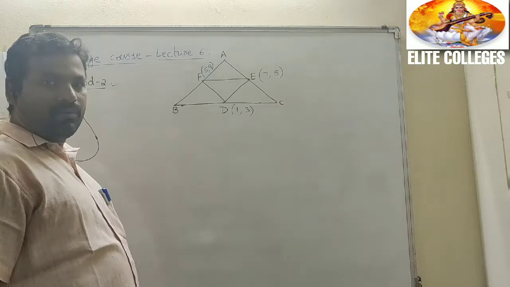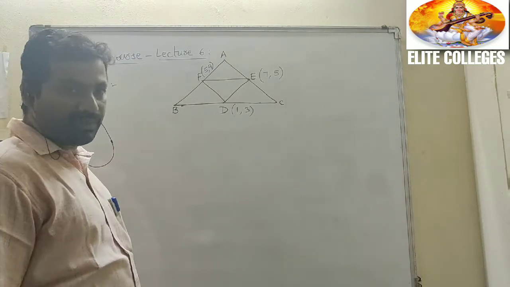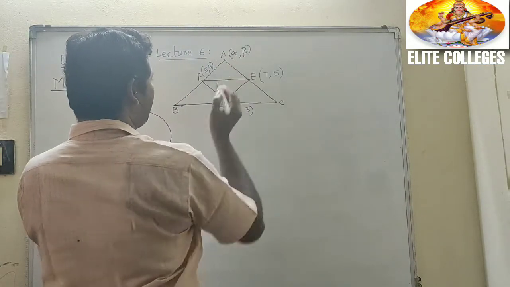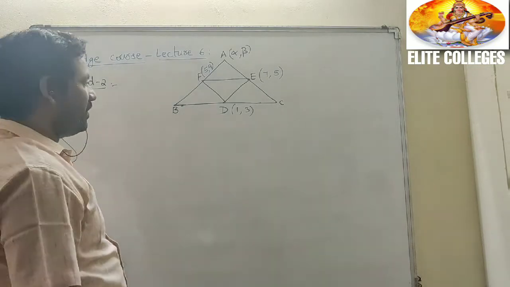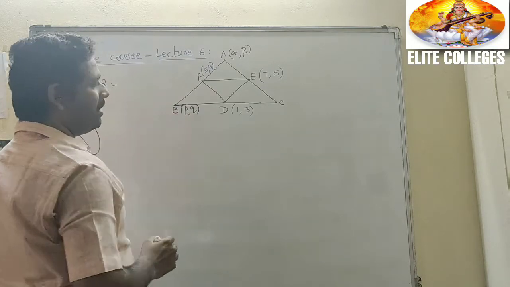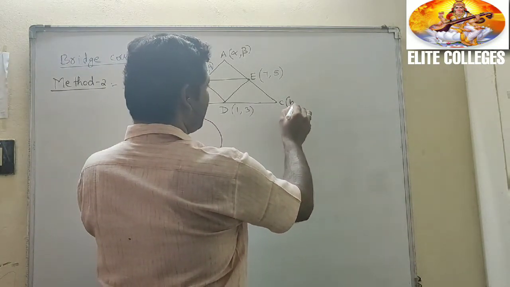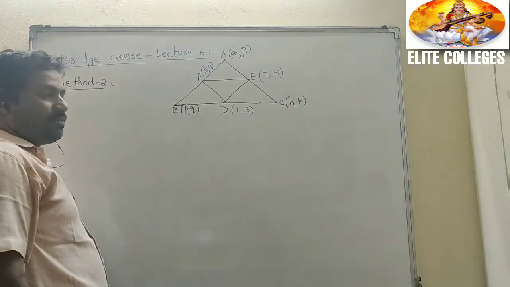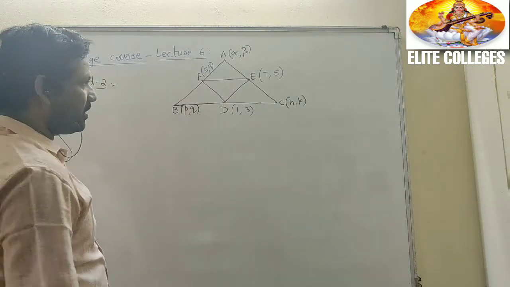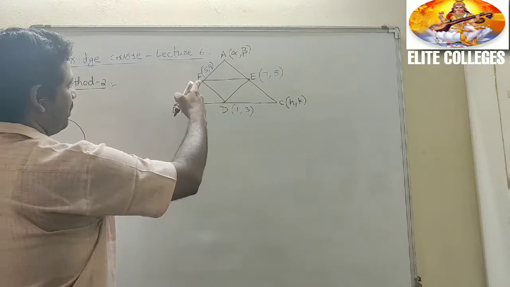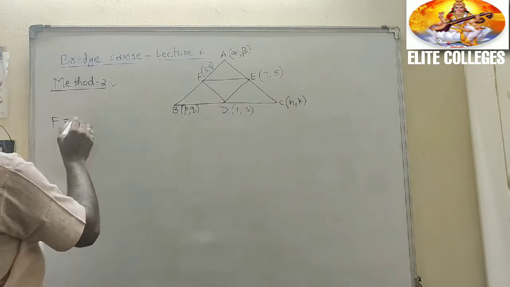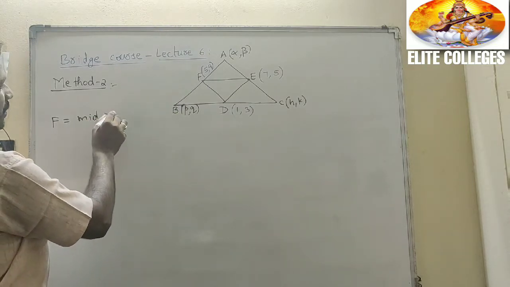So D, E, F are the midpoints of the sides of triangle ABC. Now I take the A point as alpha comma beta, B point as P comma Q, and C point as H comma K. These are the 3 points. Now, first one. What is the F point? F equal to midpoint of AB.